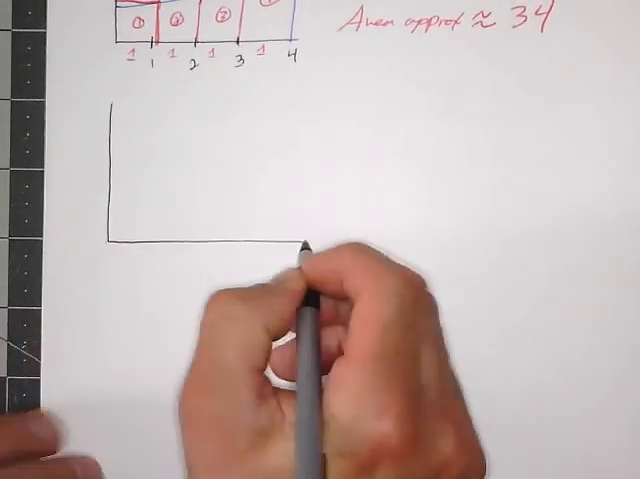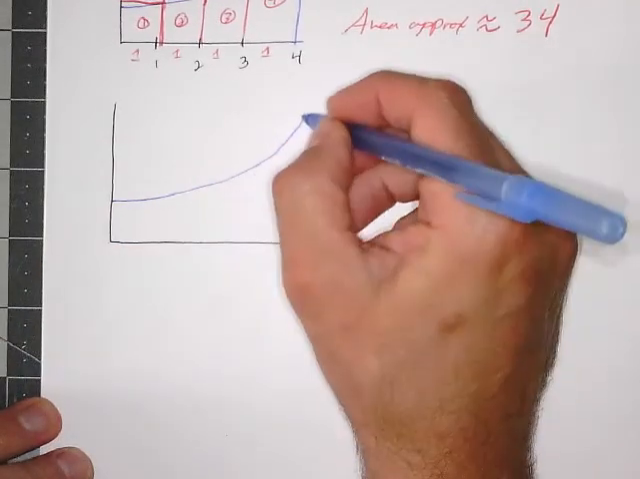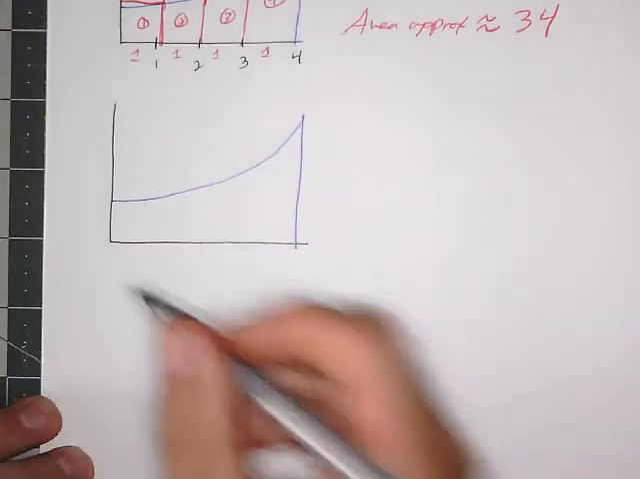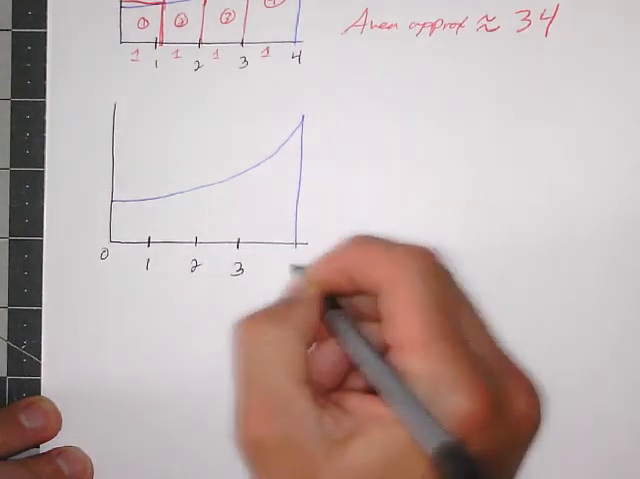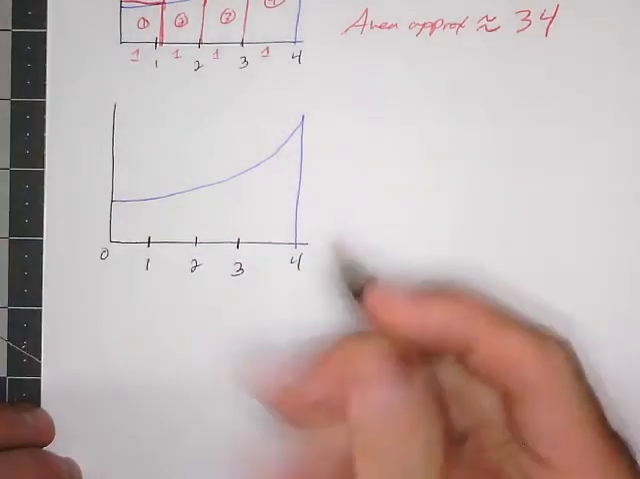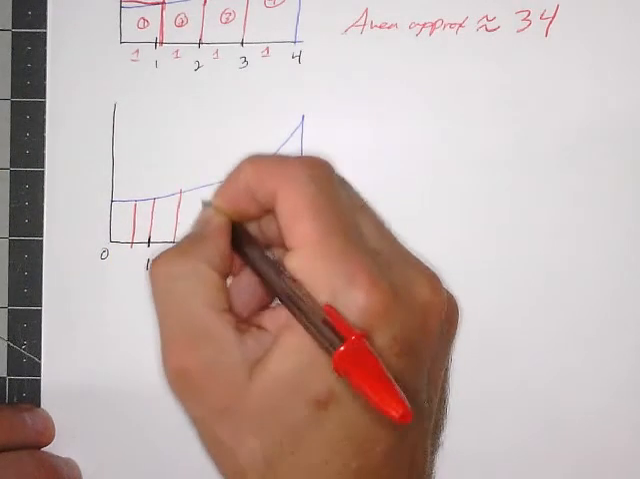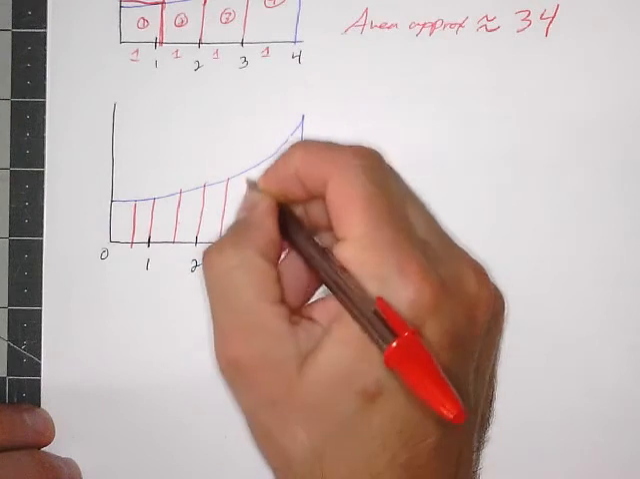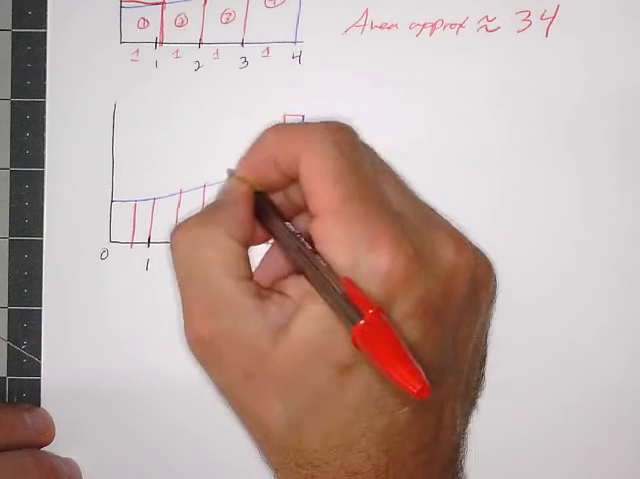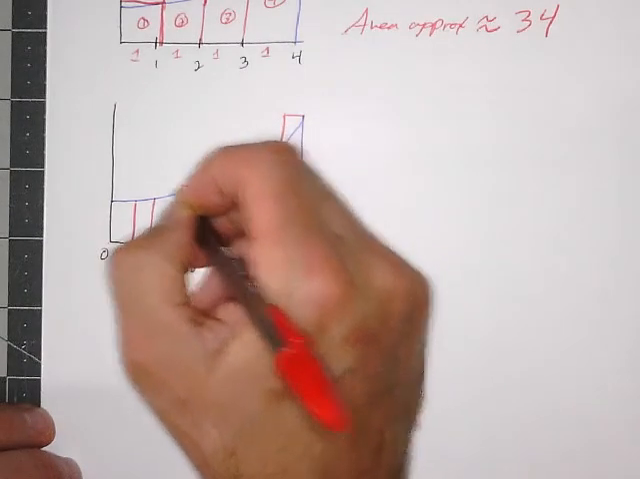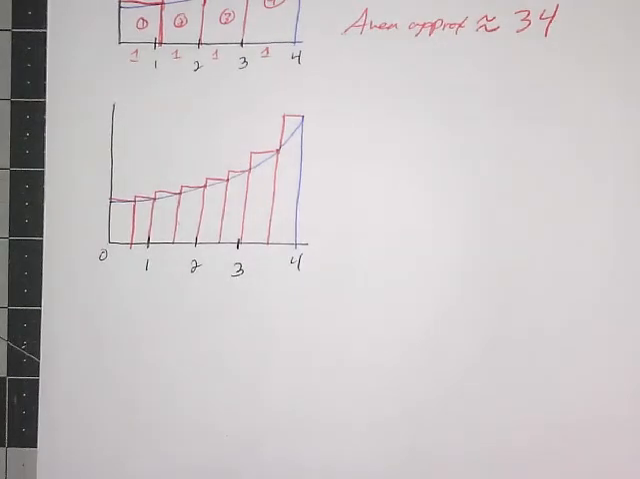So draw another diagram. Here's what we're working with. 0, 1, 2, 3, and there's 4. So now we're going to split these up. If we're going to double the amount of subintervals, we're going to go by halves. So there's our first rectangle, second, third. Yeah, I know I'm going backwards here, like that.